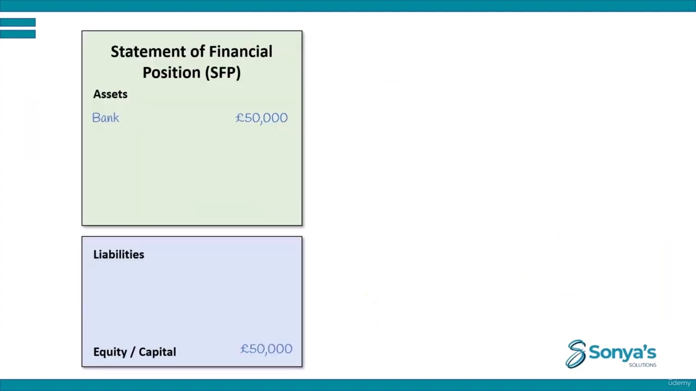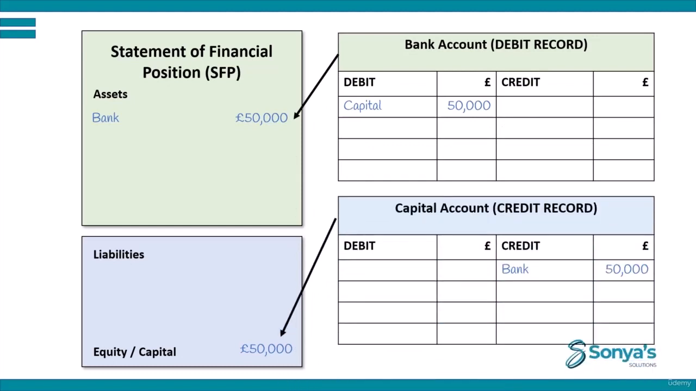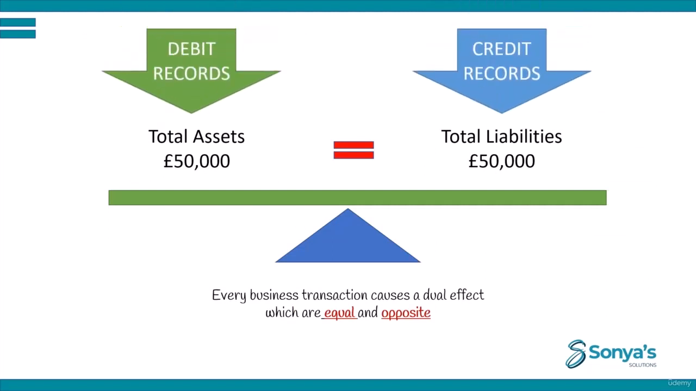As a reminder, we can prepare a statement of financial position at any point in time. The accounts in the ledger are totalled, balanced, and the totals are recorded in the relevant section of the report. The amounts are equal and opposite. So the balance between assets and liabilities has been maintained.